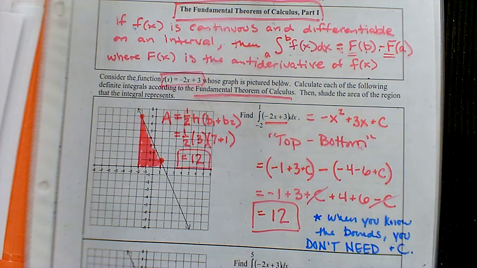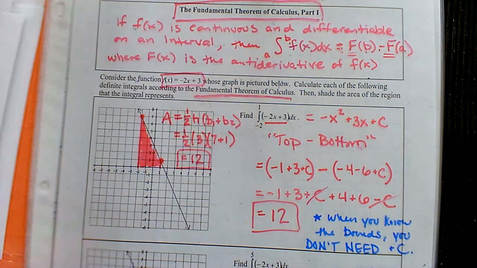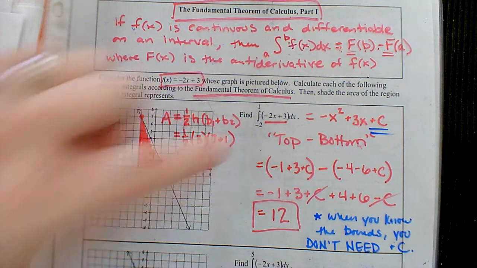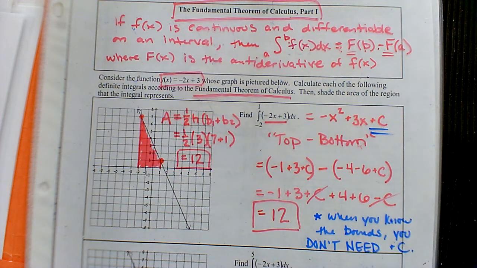Yes? If we don't have to, we write it. That's fine. Okay? Be safe. To be safe, always write it. But as a little shortcut, if you know the bounds, you don't need to write the plus c. If that 1 and that negative 2 were not there, you would need the c. But the fact that they are there means that they would cancel out in the evaluation process. So you don't have to write it. But always safe than sorry. Let's go ahead and try the next one.